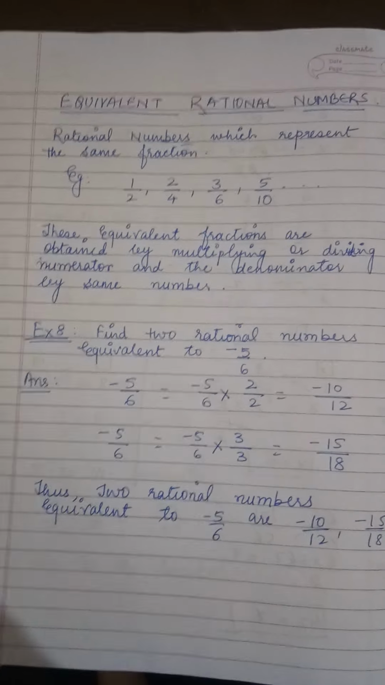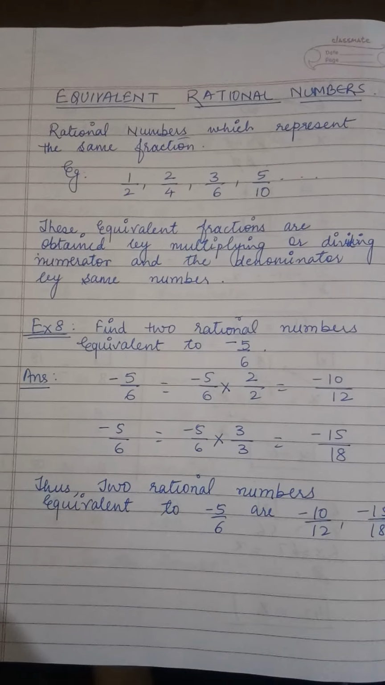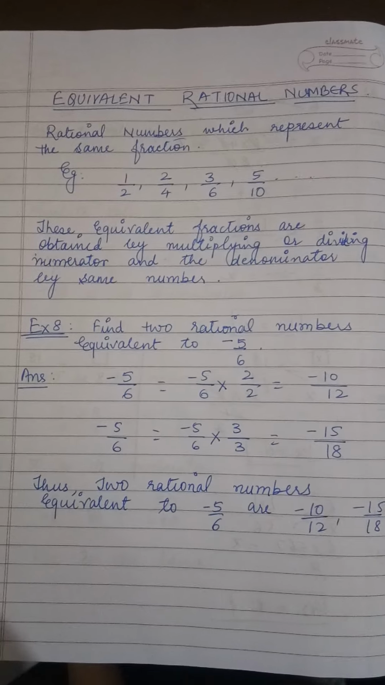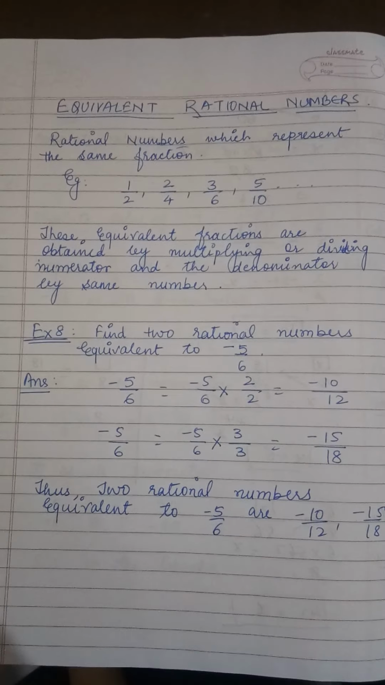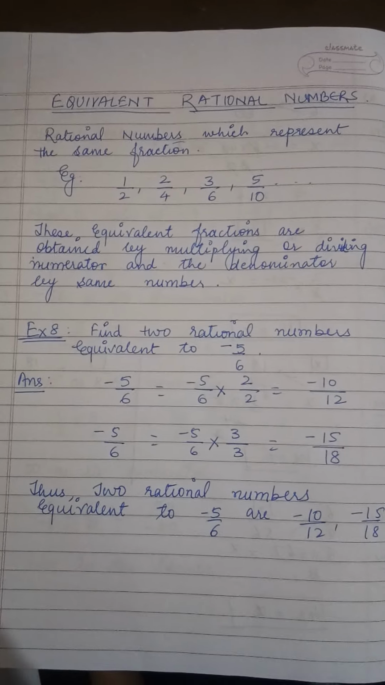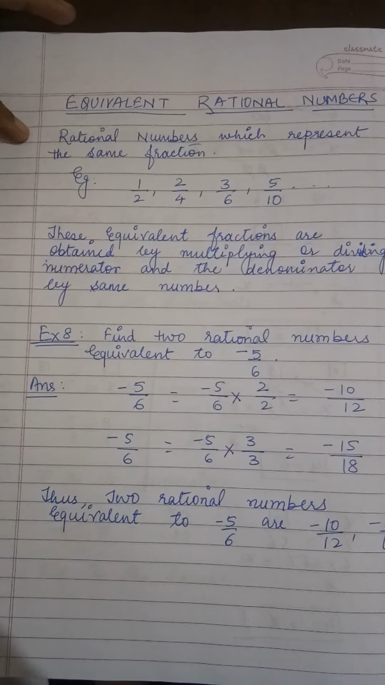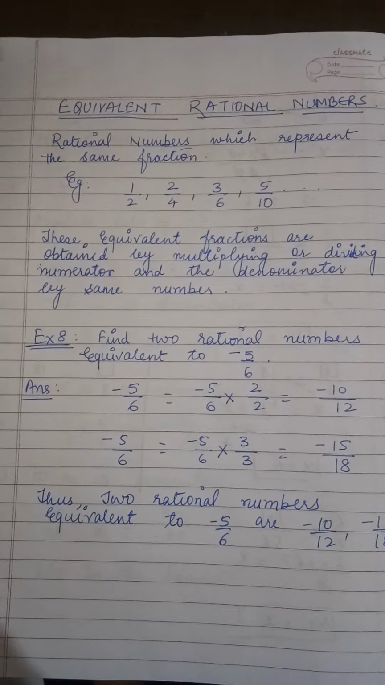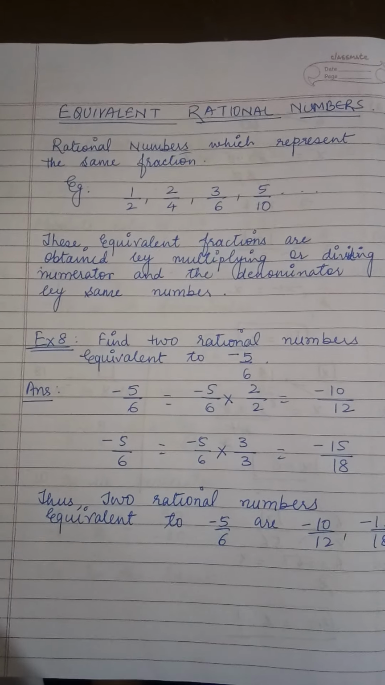Hi everyone. Today we are going to start with the next topic of exercise 3.1 only. This will be the second part, and in this we are going to start with the topic equivalent rational numbers. Now what are these? Rational numbers which represent the same fraction. Fraction means the rational number.